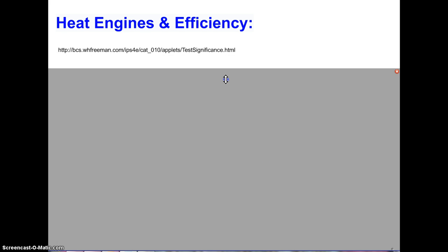Welcome to the thermodynamics lesson on heat engines and efficiency. We're going to start our lesson with talking about efficiency, and to do that, let's use this applet, this simulation, to discuss a situation that we're more familiar with regards to efficiency, and then make a connection to efficiency in physics.